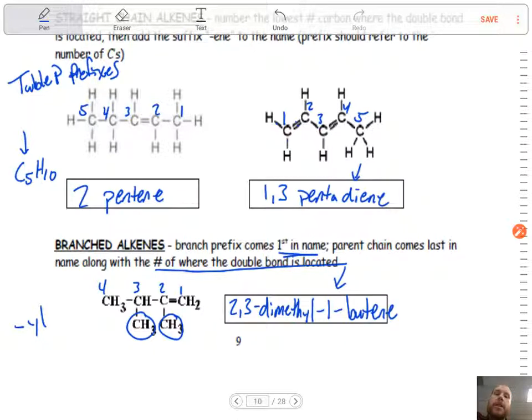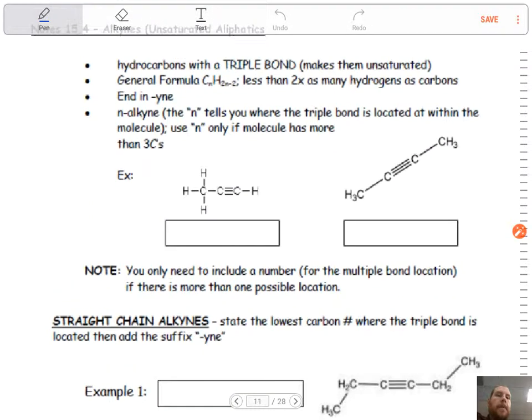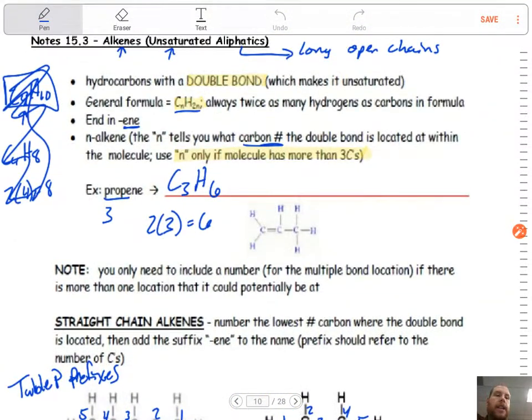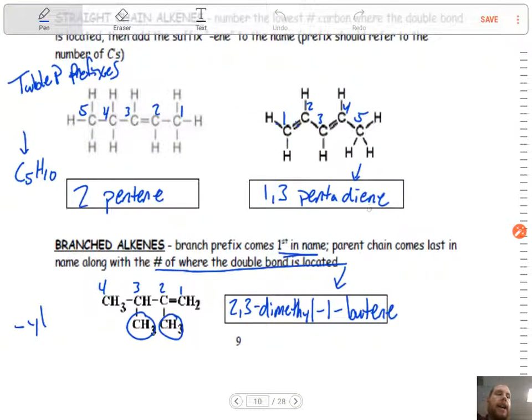Again, I know this isn't easy. They throw this at you, but you have a lot of resources in your reference table. Table P and Table Q are going to be your best friends for this. So that's it for alkenes. Very similar to alkanes, guys. Same process, except the end now gets the ene suffix, and then we have to make sure we tell the number as to where the double bond is.